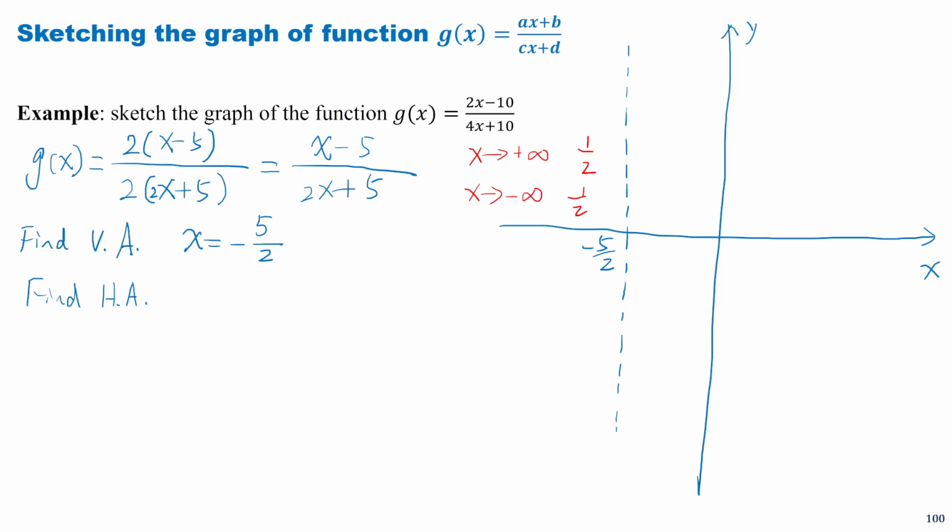But the value can never reach 1 over 2 because the ratio between x over 2x is 1 over 2, but here you have x minus 5 and 2x plus 5. Therefore, the ratio between these two can never reach 1 over 2. But it's very close to 1 over 2, right? So its horizontal asymptote can be represented by this line, y equals 1 over 2, which is basically the ratio between the leading coefficients here.